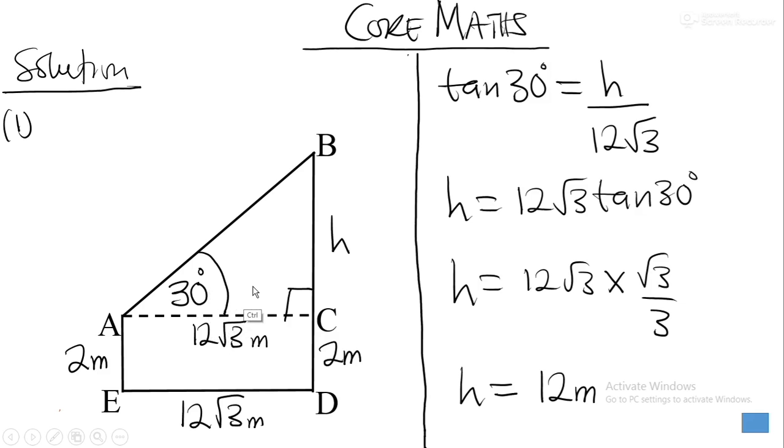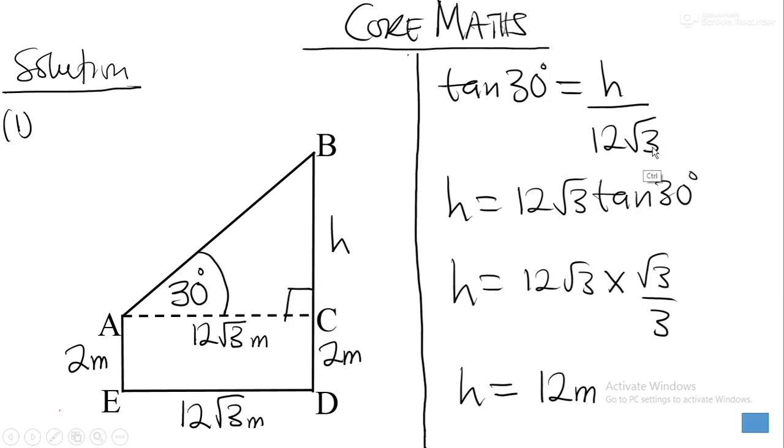And looking at it carefully, we have to use what? Tan, because the H is opposite to the 30 and 12 root 3 is what? Adjacent to the 30. And remember, because we have this 90 degree angle here, that is why we are using the trig ratio. It's a right angle triangle. Good. So now, tan 30 degrees is equal to what? H over 12 root 3.